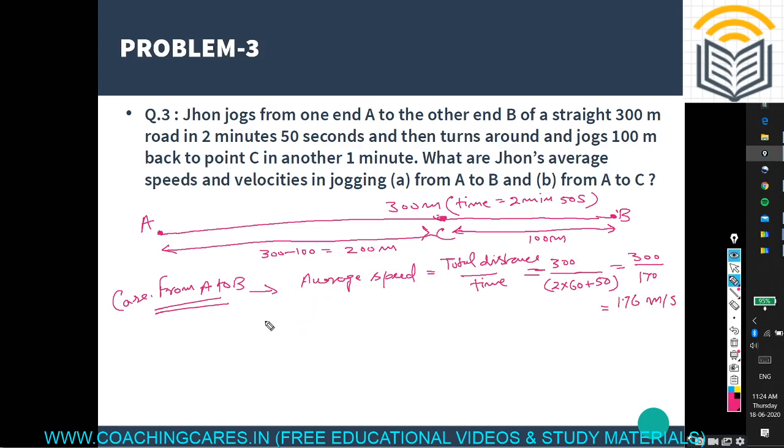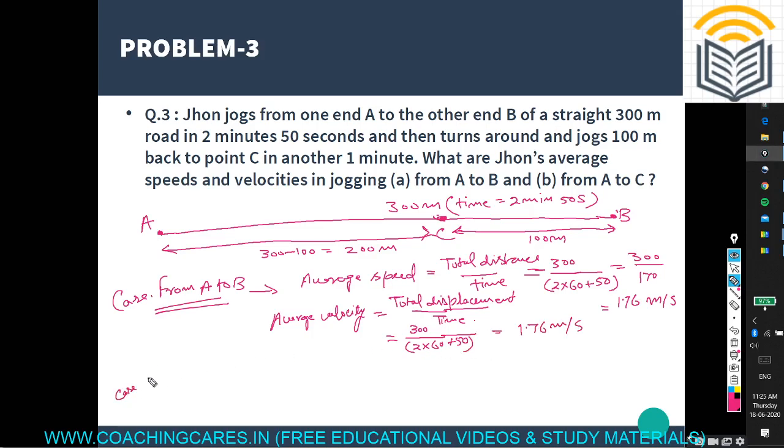Now it is asking average velocity. Average velocity is equal to total displacement divided by time, which will be equal to total displacement between A and B, which is again 300, divided by the time, which is the same, which is again 1.76 meter per second.